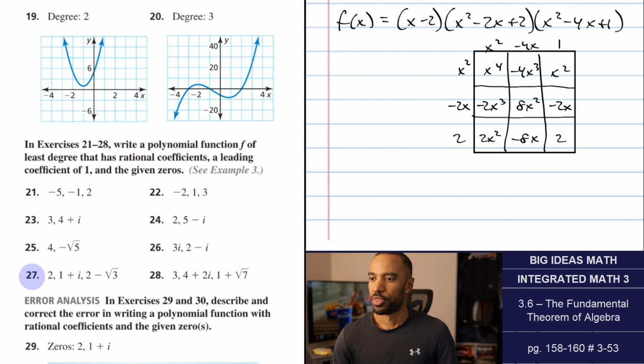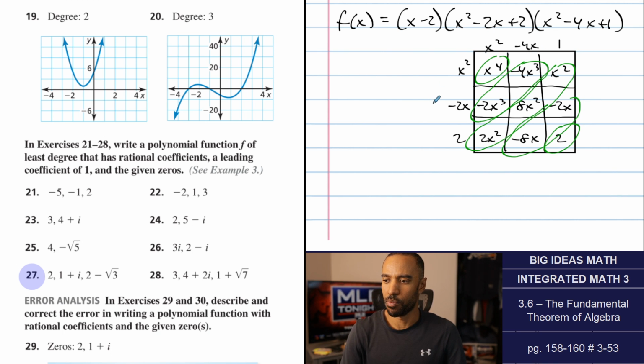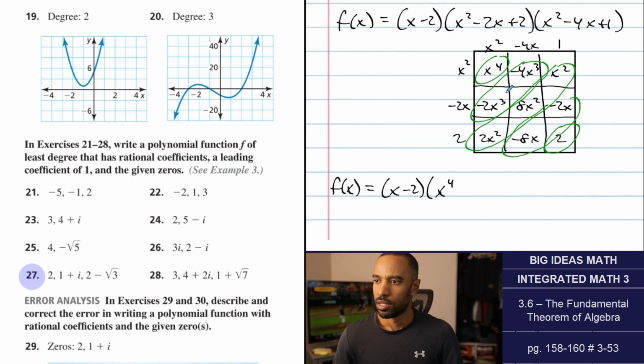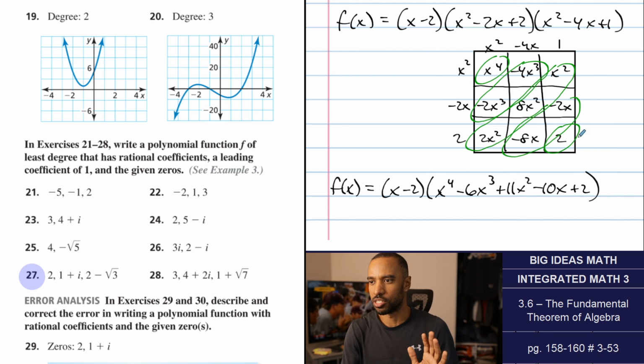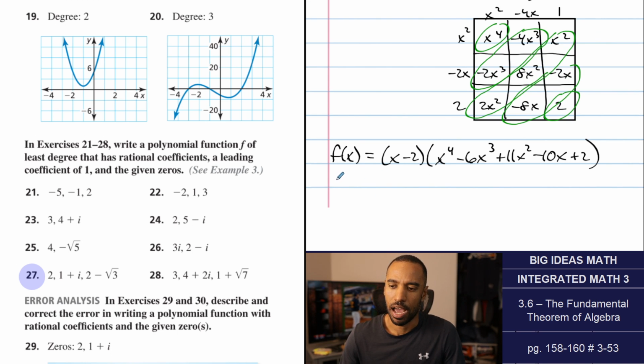Now the cool thing is, things that will combine: this stays alone, these will combine, these will combine, this stands alone there. So ultimately, what I want to write on this next stage is f of x equals x minus 2 times x to the 4th minus 6x cubed plus 11x squared minus 10x plus 2. Assuming I didn't make a mistake on signs anywhere, and I very well could have. I hope I didn't mess anything up there. And now we still have to keep distributing.